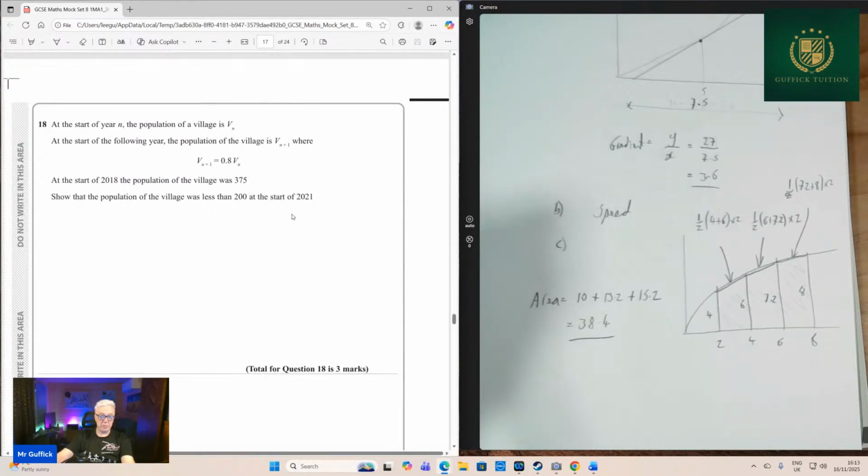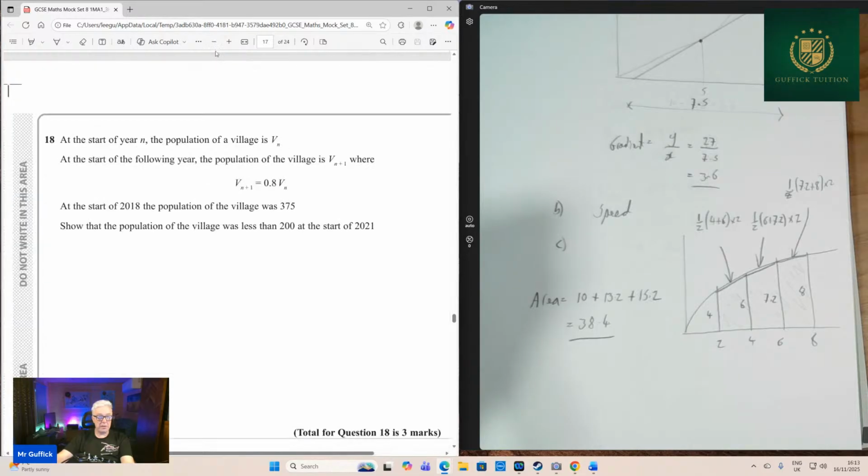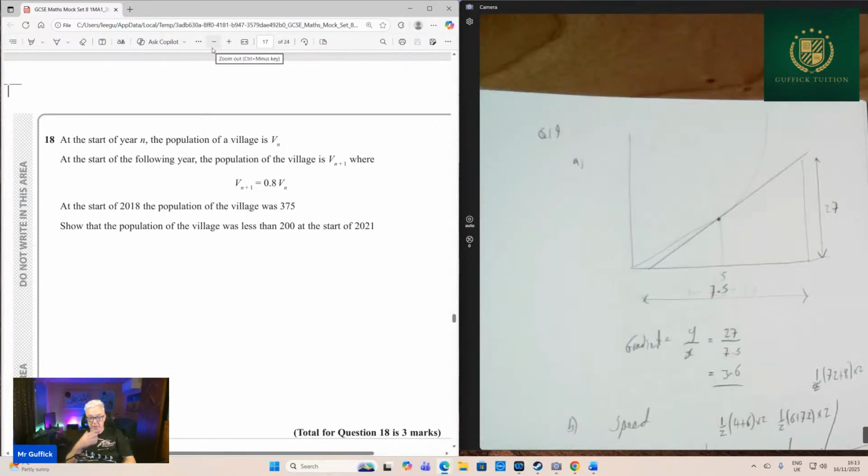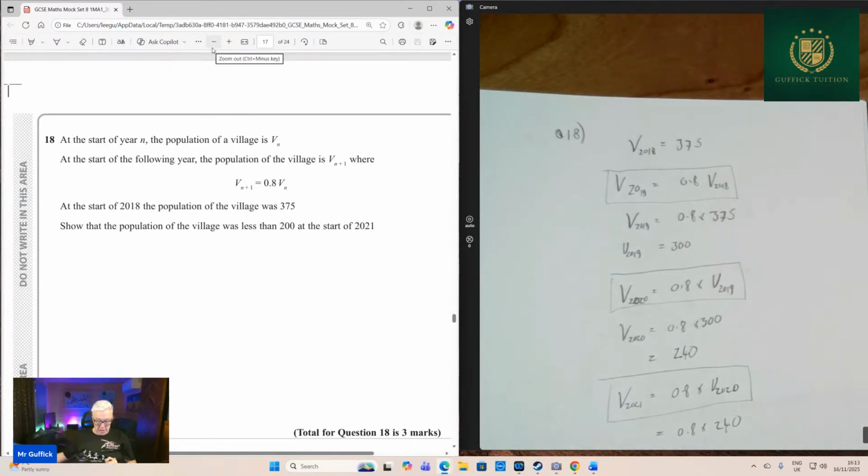Now this one, oh my goodness, I know from past experience, students do not like this question at GCSE for sure. This one, as it happens, is not too bad.